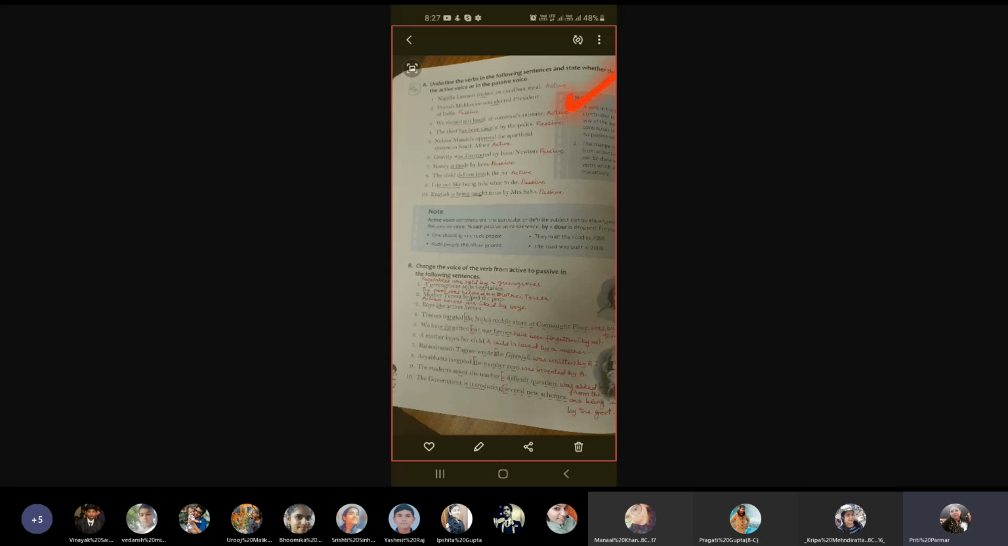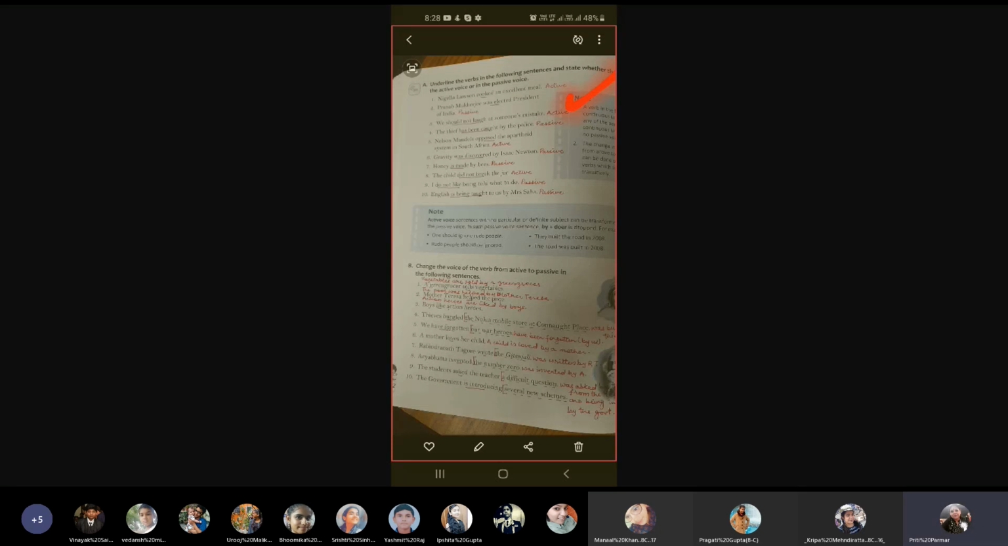Number ten, the government is introducing several new schemes. Answer, several new schemes are being introduced by the government. Okay, put a tick mark on ten and five. So for B exercise, you'll do three sentences: number five, number nine, number ten.